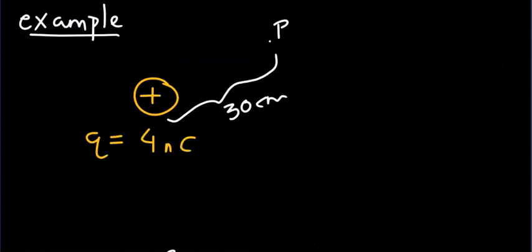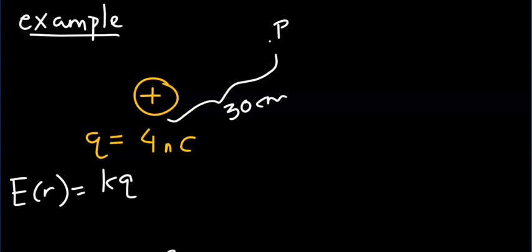So let's assume you have a point charge here. The strength of that is 4 nanocoulomb. You want to determine the magnitude of the electric field it creates at point P, a distance 30 centimeters away. According to the equation that we have just written down a few minutes ago, the electric field at a distance r from the point charge is given by that constant K, the strength of that charge in coulomb, over the square of the distance from the point charge to the point of observation.